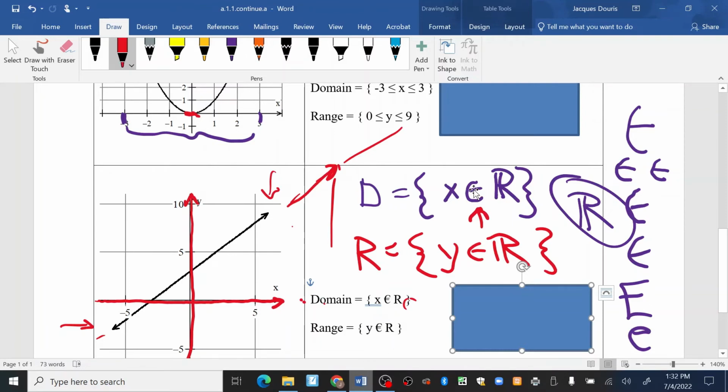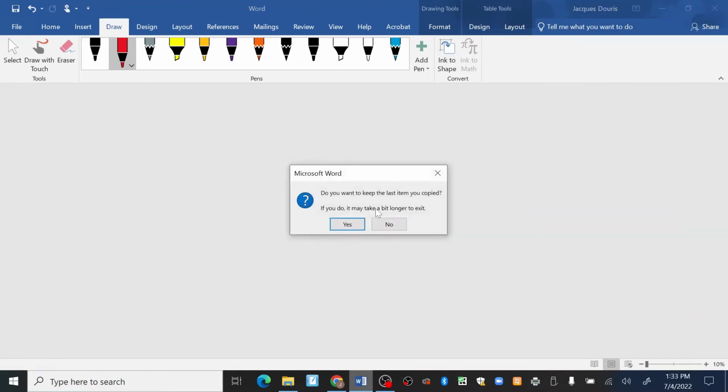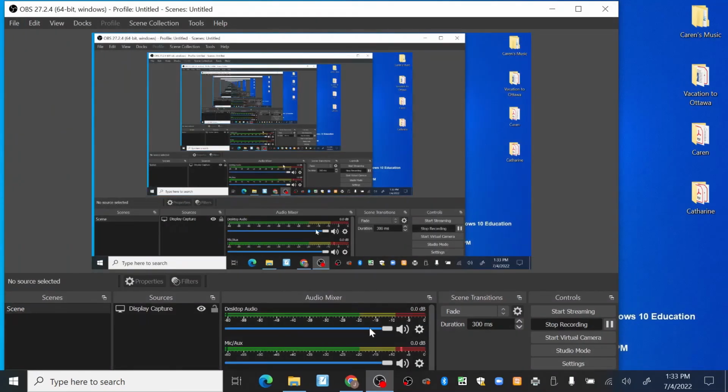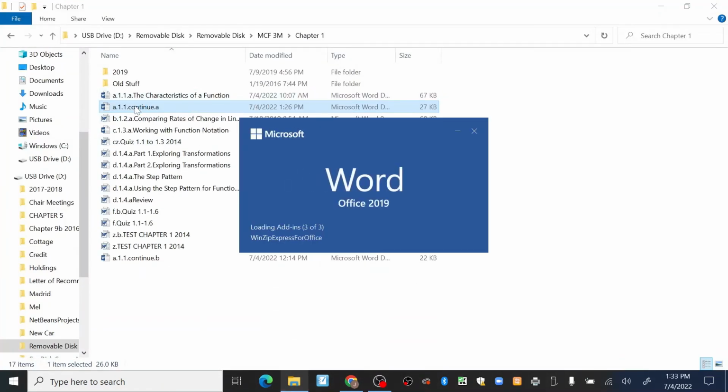Okay, so there's that. Let me now change this. Save changes, don't save. No. Can I find it? Just opening up that same thing.